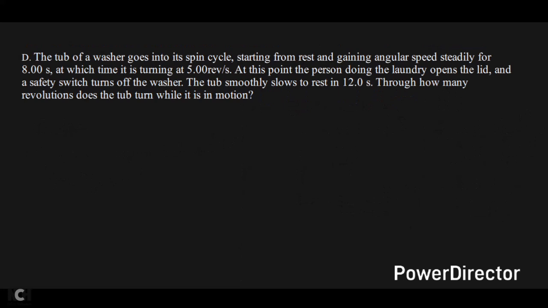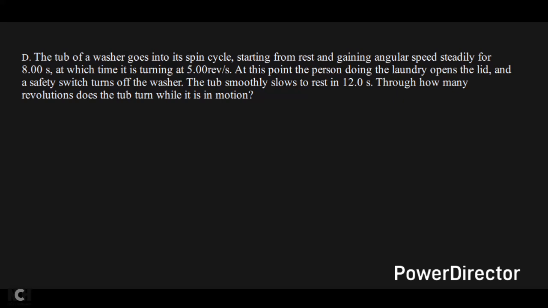Question D says the tub of the washer goes into its spin cycle, starting from rest and gaining angular speed steadily for 8.00 seconds, at which time it is turning at 5.00 rev per second. At this point, the person doing the laundry opens the lid and a safety switch turns off the washer. The tub smoothly slows to rest in how many seconds? 12 seconds. Through how many revolutions does the tub turn while it is in motion?